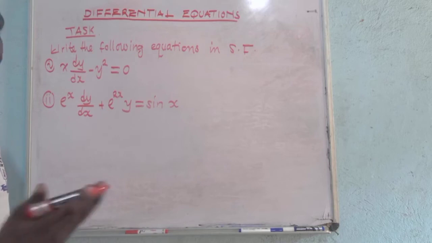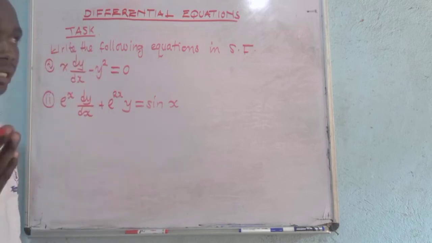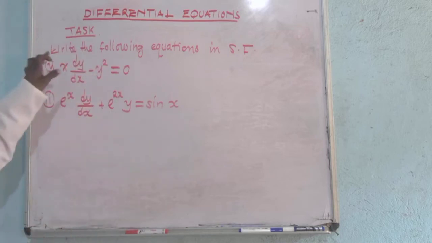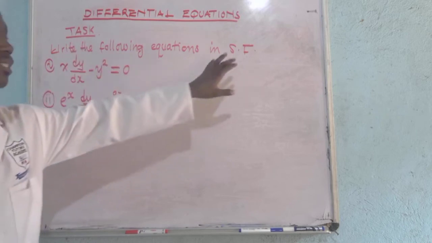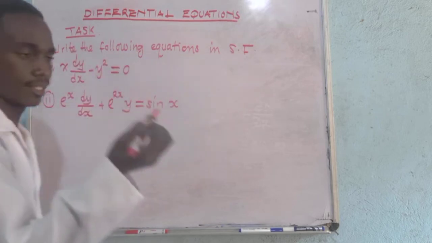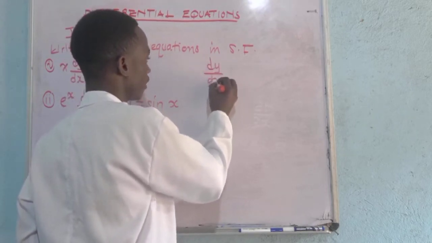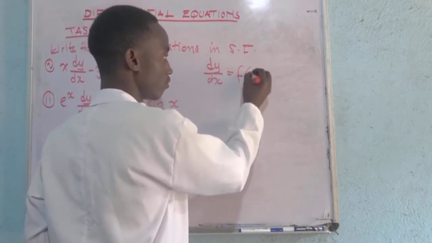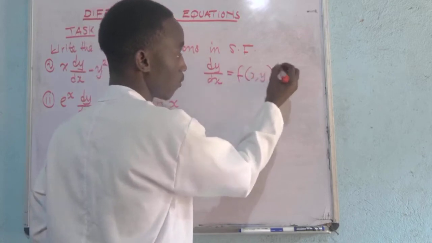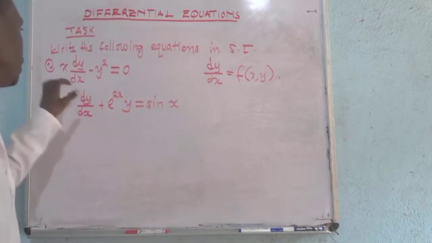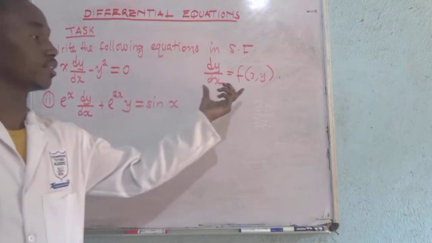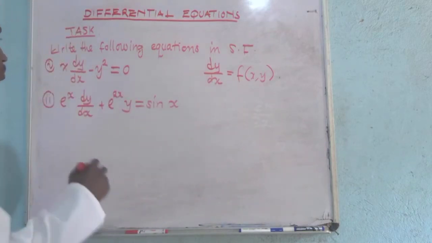Alright, so after having looked at how equations can be classified, here are a few exercises we can look at before we proceed. We're asked to write the following equations in standard form. The standard form is dy/dx equal to some function of x and y, like this. So what you have here, you should be able to manipulate into this format. Maybe we'll start with the first one.